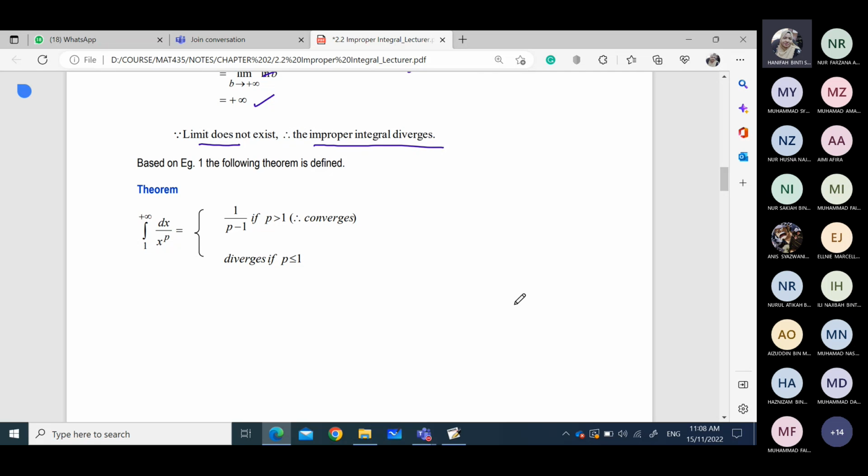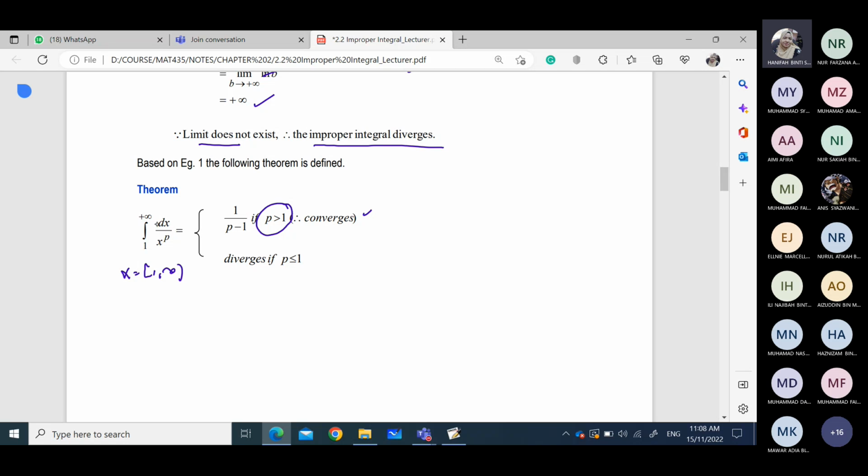Alright, so this is a theorem. If we have this improper integral, which is dx/x to the power of p, where x is 1 to infinity. So the values of x ataupun the interval of x is 1 to infinity. Okay. It is equivalent with 1/p minus 1. If p greater than 1, then the improper integral will be converged. So if p less than or equal to 1, so p is a power of x. So the improper integral will be diverged.